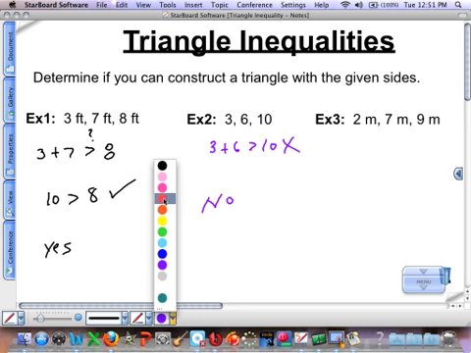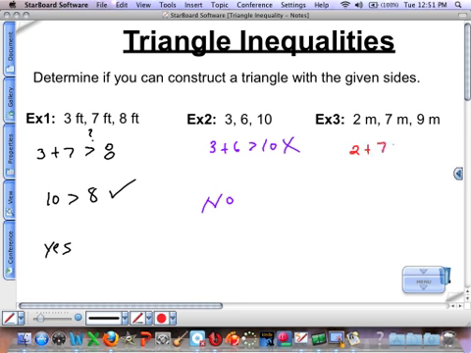What about the last one? Is 2 plus 7 greater than 9? Yeah, no, it is. It's the same, it's equal to it, but is it greater than that? No. So, therefore, again, this is a no situation. It must be greater. Can't be equal to. It has to be greater if you're going to make a triangle.